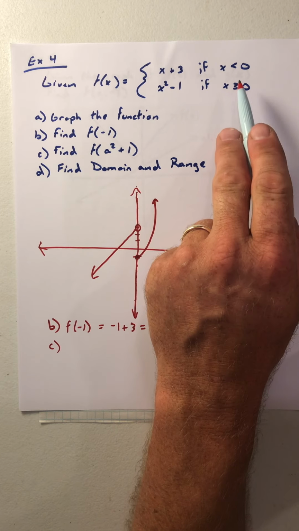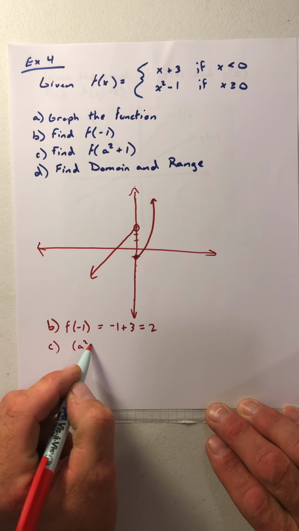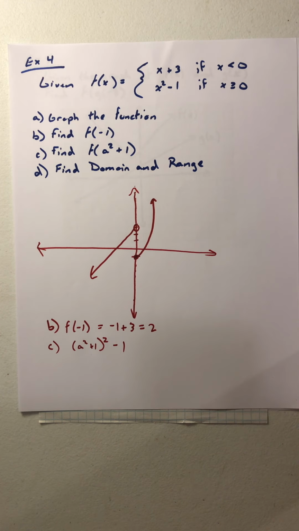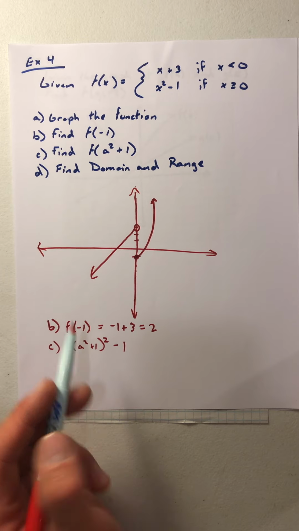So that a squared plus 1 has to go into that bottom part. So I get a squared plus 1, squared, minus 1. And honestly, I would leave it just like that. Any computation is acceptable to leave. We've answered the question.